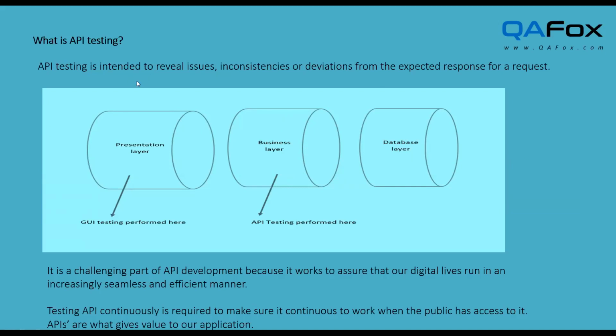So we can see the definition here. API testing is intended to reveal issues, inconsistencies, or deviations from the expected response for a particular request. It is such a simple thing, but the testing is a huge one. So why are we going to do API testing at the application layer?